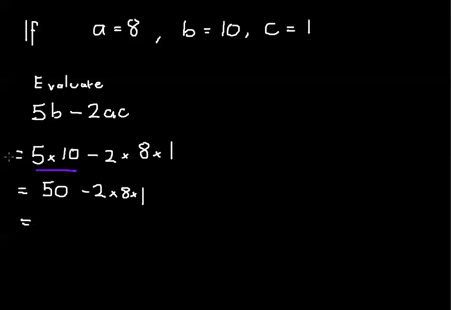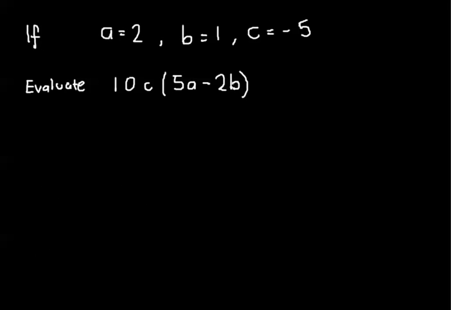And then the next part to this is we've still got multiplication here, so we need to solve this next part. 2 times 8 times 1, so 2 times 8 is 16. 16 times 1 again is 16. So you've got to rewrite it out, so 50 minus 16, and then 50 minus 16 is equal to 34. So we've solved that one there.